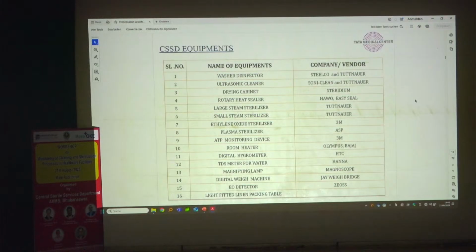First is the washer disinfector, ultrasonic cleaner, drying cabinet, rotary sealing machine, large steam sterilizer, and some small steam sterilizers, but we do not have any flash sterilizer in our CSSD and also in OT. Then the ethylene oxide sterilizer, plasma sterilizer, ATP monitoring device, room heater, digital hygrometer, TDS meter, magnifying lamp, weight machine, ETO detector, and light fitted linen packing table.